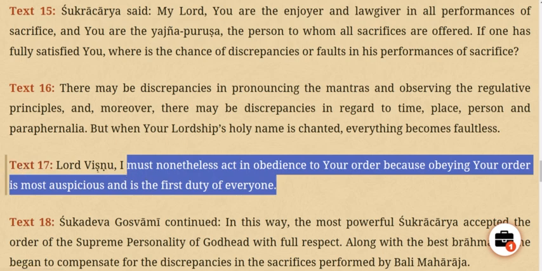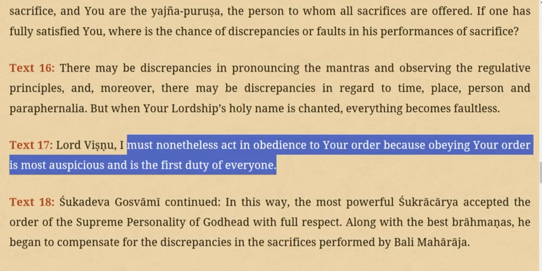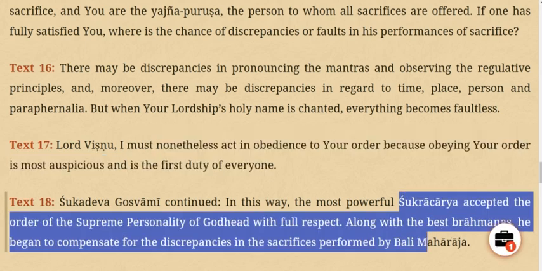And who followed Vishnu's order? Bali Maharaj himself followed Vishnu's order. Give me 3 steps of land. And who was saying, no, no, don't give? Shukracharya was saying. And who gave? Bali Maharaj gave. And at the end, Shukracharya is saying, your order everyone should follow. It is the first duty of everyone, including me. In this way, Shukracharya accepted the order of Vishnu in full respect.